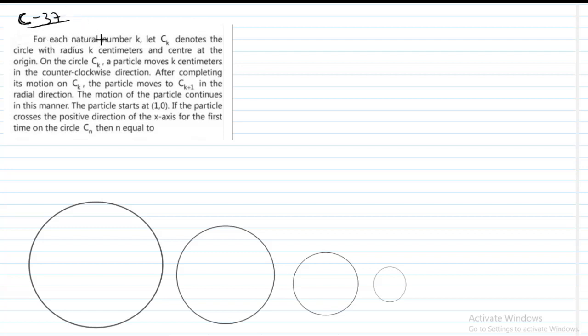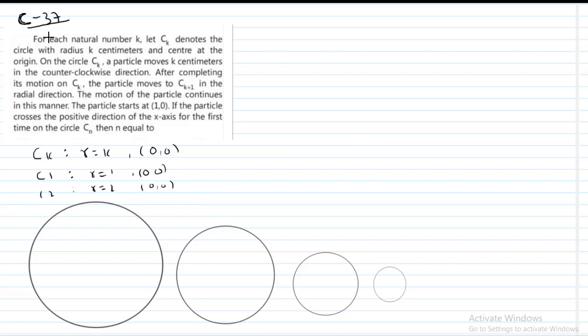For each natural number k, C suffix k denotes a circle with radius k. The meaning of the problem is that Ck stands for a circle whose radius is k and center at the origin. The center of this circle is (0, 0). C1 means a circle whose radius is 1 and center is (0, 0). C2 means radius is 2 and center is again (0, 0), so all are concentric circles.